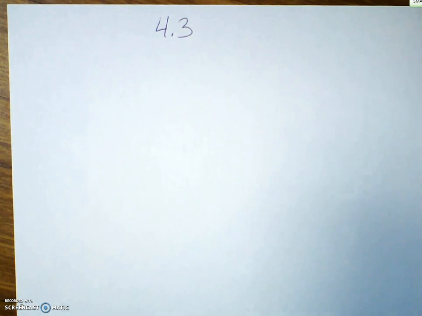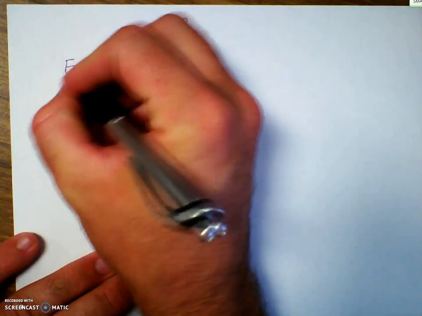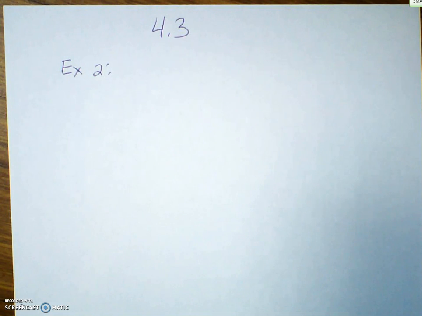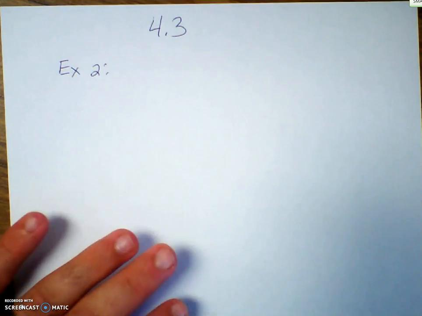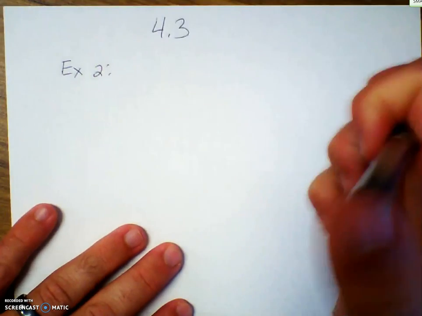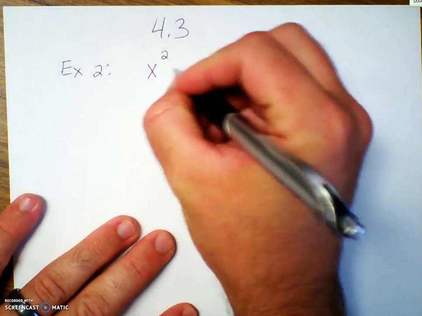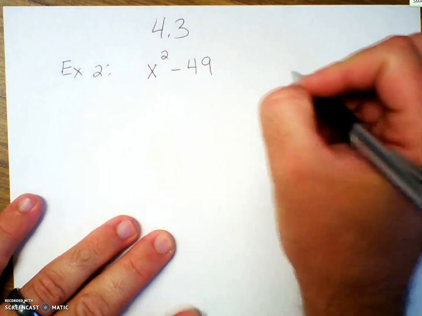All right, still in section 4.3, we're going to look at example 2, which should be easier than the last couple examples that we did. It's still factoring, but this time we're doing special patterns. Now they do have formulas you could memorize, but to me it's just easier to just work it out. So the first one we're going to do is this one here, x squared minus 49.